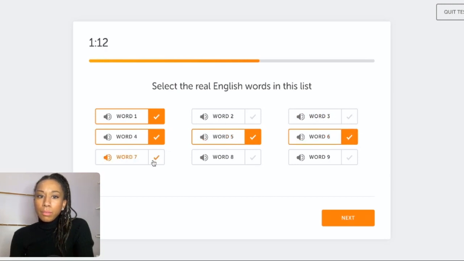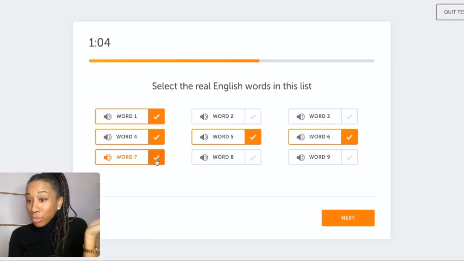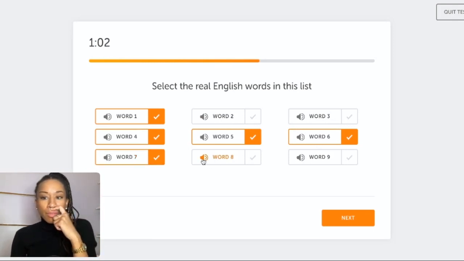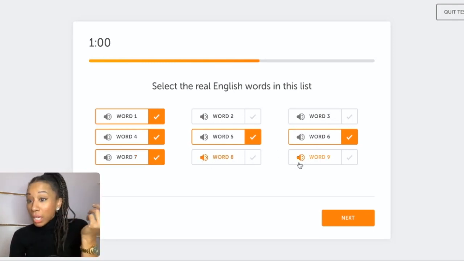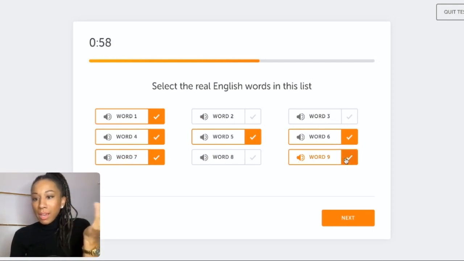Sensibility. Integrate or integrate? Integrate. That's a trick. I think that's a trick because maybe I've been pronouncing the word wrong my whole life. No. Prevention. Pony. Yeah.